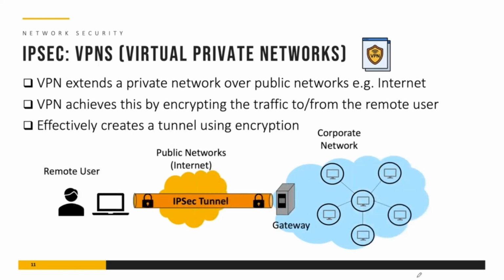Let's say you are a user here and you want to communicate with your corporate network. What you're going to do is create a tunnel to the gateway node of your corporate network. And this tunnel would be created using IPsec. So any communication which happens within this tunnel would be very secure, and you'll be able to access services of your corporate network securely.